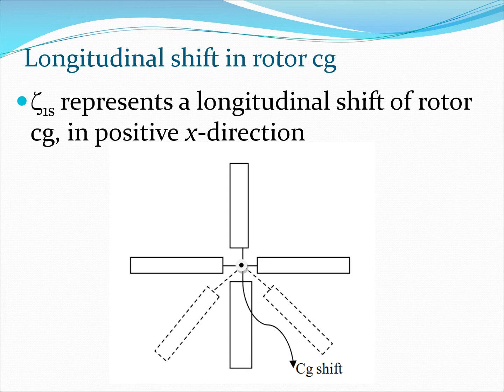Now if we look at the zeta 1s term, this represents a longitudinal shift of rotor CG. So this CG shift is happening here. So two of the blades there is no change, and two of the blades there is change. So again, zeta 1s represents a longitudinal shift of the rotor CG in the positive x direction.